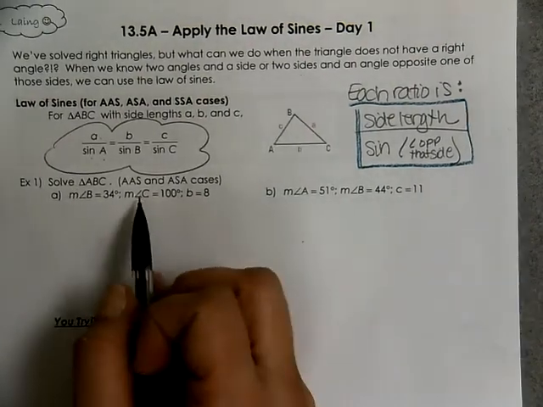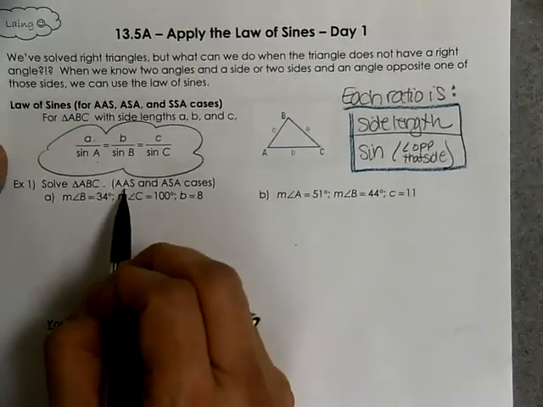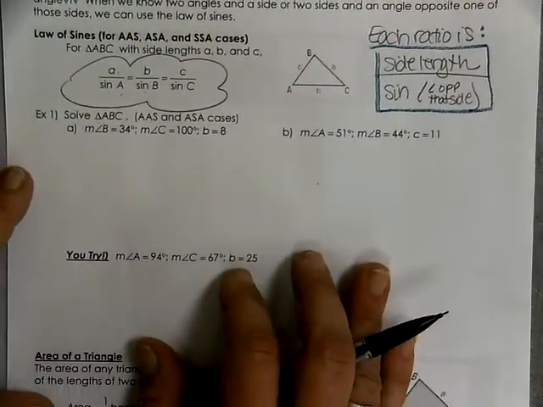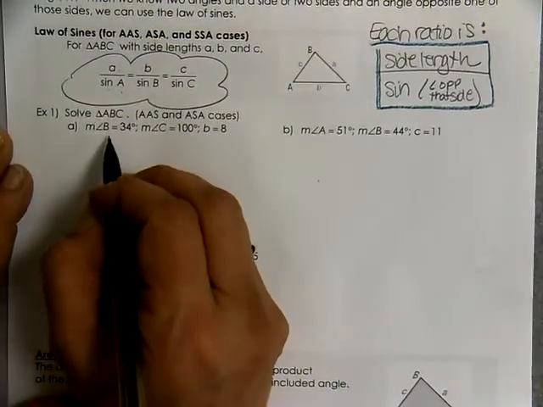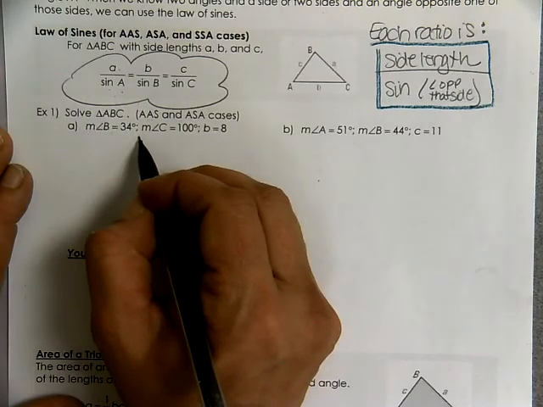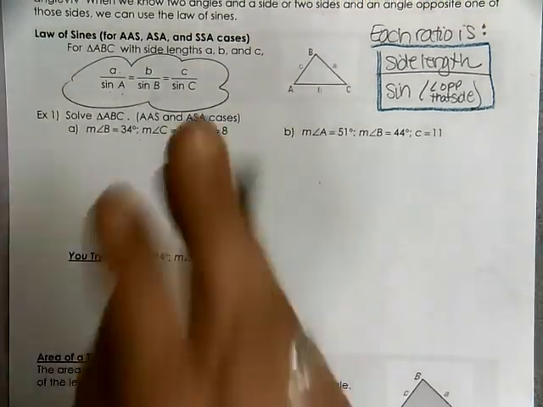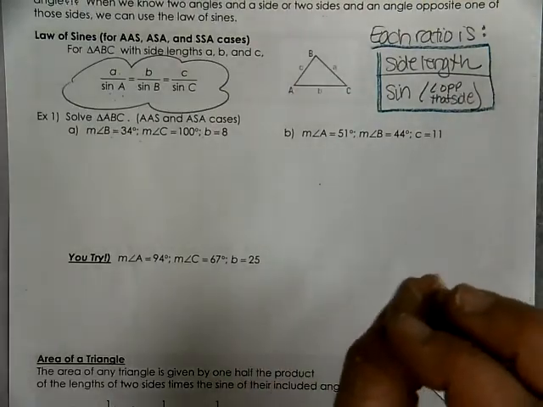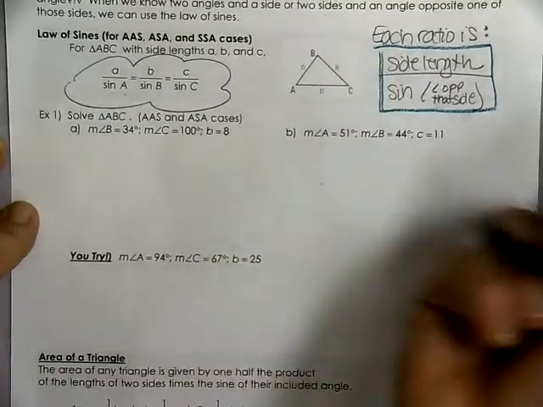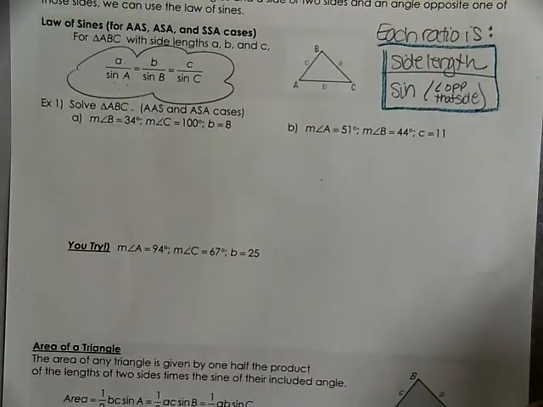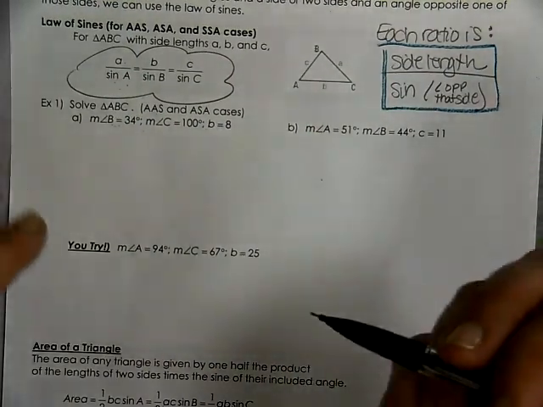Okay? So we're going to be solving for these triangles, and today we're just going to be focusing on when we know two angles and a side. So in this case here, in example 1a, we know the measure of angle B, and we know the measure of angle C, and we know the side length of B. You could draw a picture if you wanted, but just for time's sake, we won't do that. The thing is that if we know two of the three angles in a triangle, how could we find the other side? Or sorry, just kidding, the other angle?